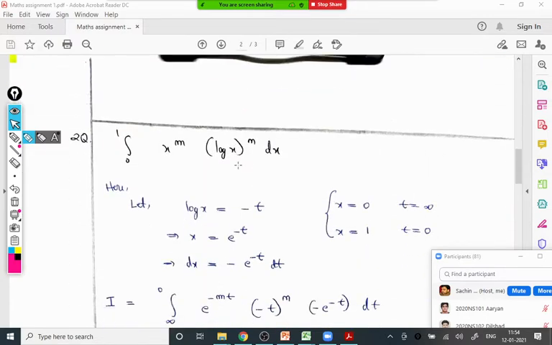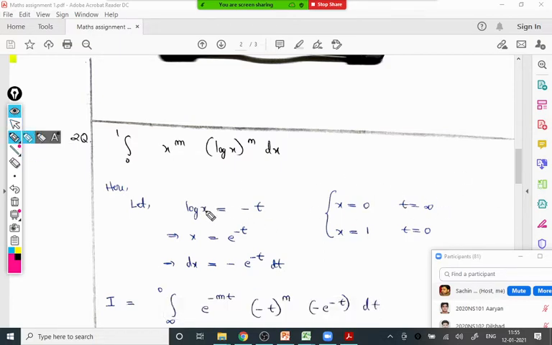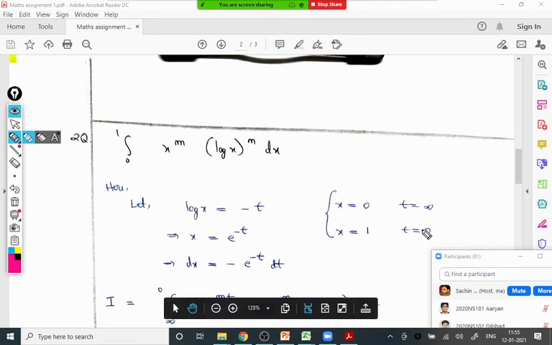Here is question number 2. Evaluate the integral from 0 to 1 of x raised to m into log x raised to n dx. Whenever the term log x appears, as in the examples on gamma we already saw, log x equal to minus t is a better substitution. So x is e raised to minus t, dx is minus e raised to minus t dt. And the most important thing about the limit: when x is 0, log 0 is infinity, and when x is 1, log 1 is 0. So infinity to 0 will become the limit. Everything is correct, the main thing is this substitution.